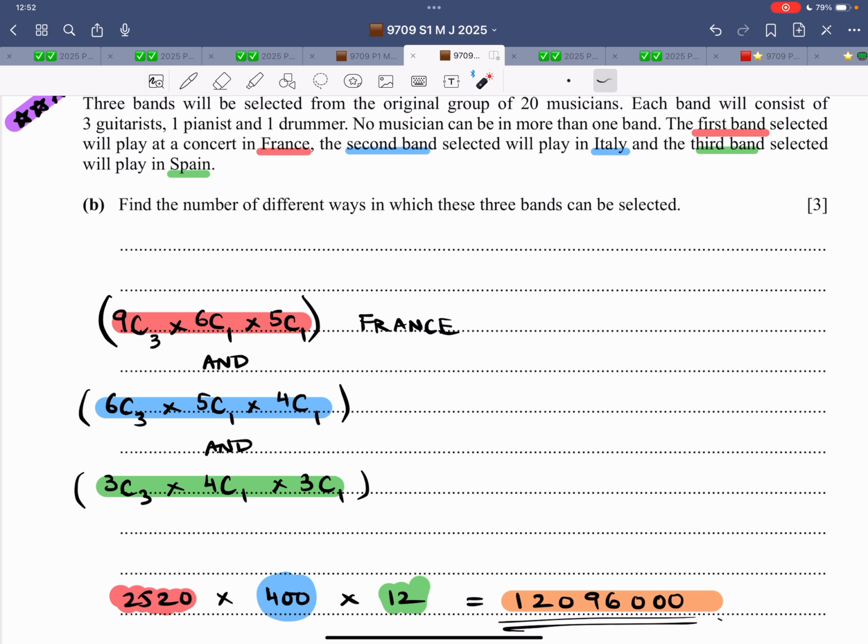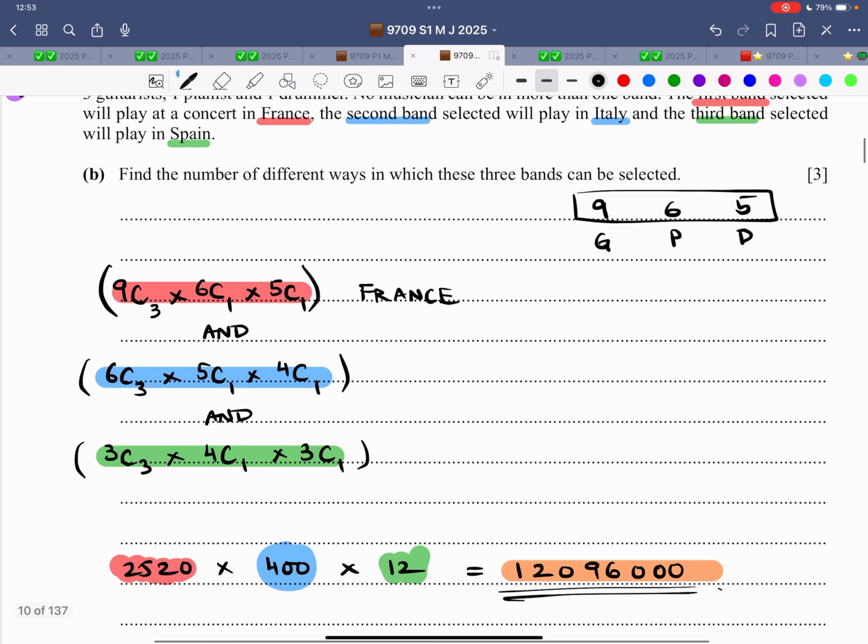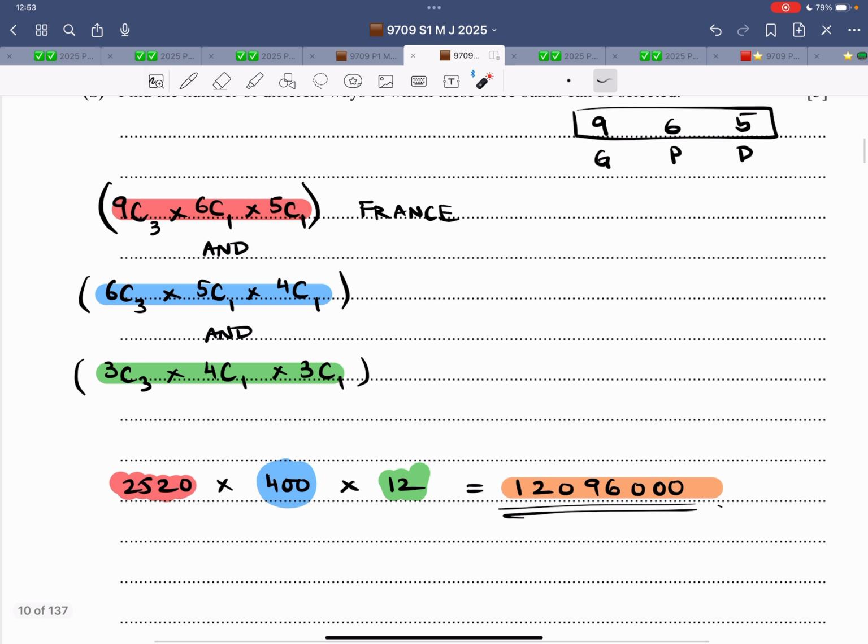So now first of all, 9C3 into 6C1 into 5C1. So the original numbers are 9, 6 and 5. This is guitarist, pianist, drummer. That's the original number. So now you can just focus on over here.